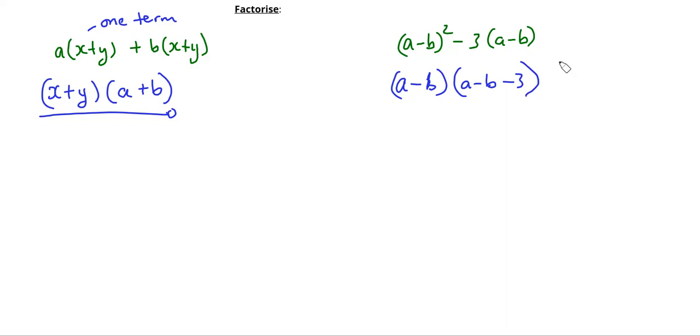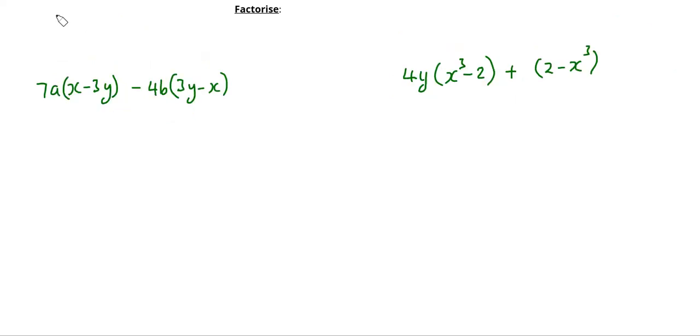Now, take this as the same as saying x squared minus 3x. In this case here, you'll be having x outside, then you will be having x minus 3. So take a minus b as just x. Like I said, look at it as one term. Okay, now let's move on to the next one.